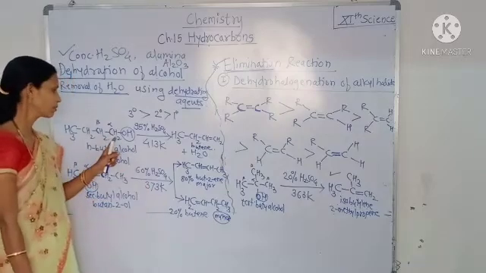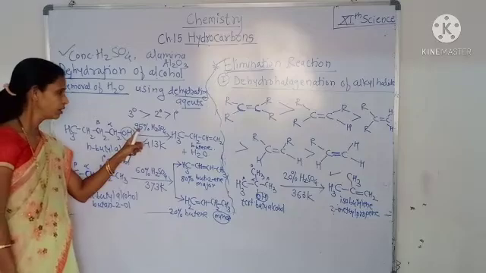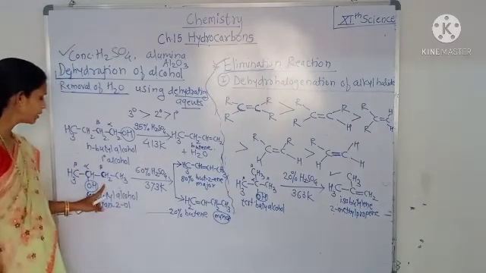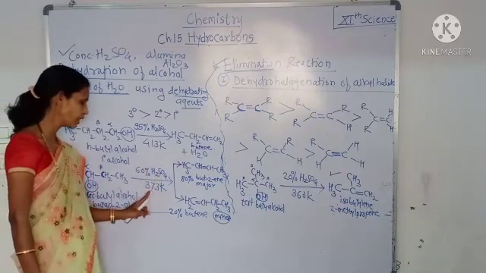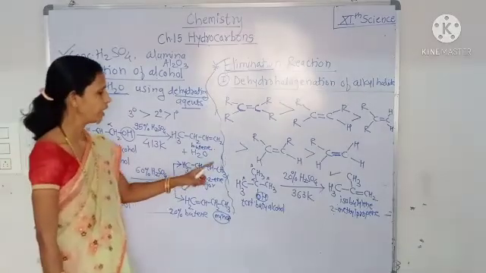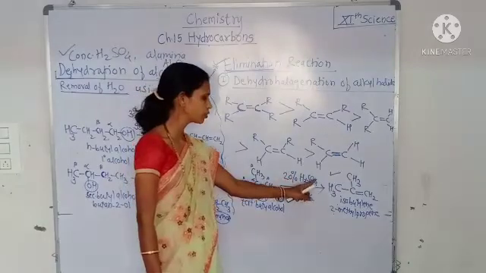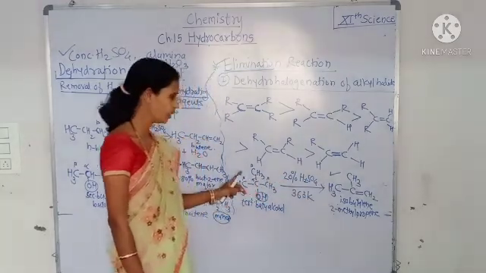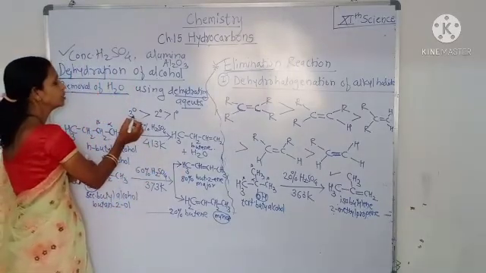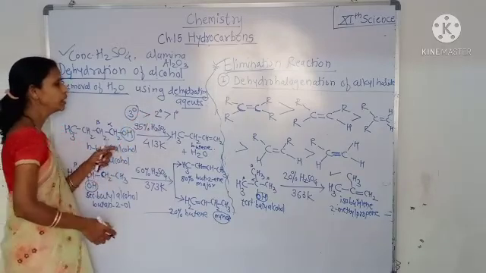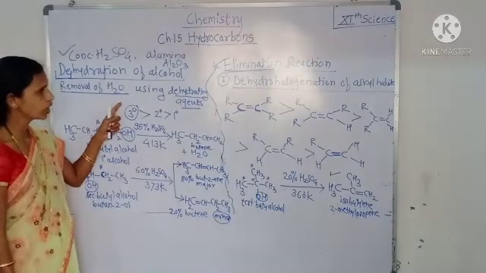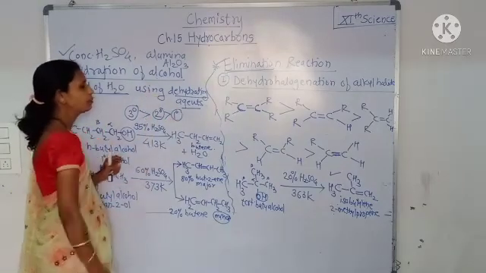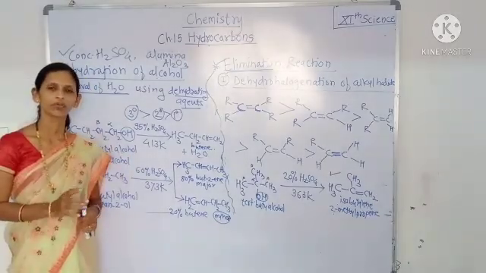See here, for dehydration of primary alcohol, 95% H2SO4 is required and the temperature is 413 Kelvin. For secondary alcohol, 60% H2SO4 and 373 Kelvin conditions are required. And to carry out the dehydration of tertiary alcohol, 20% H2SO4 at about 363 Kelvin, the dehydration takes place. The conditions are different. It is because tertiary compounds preferentially undergo elimination reactions, dehydrohalogenation or dehydration reactions easily, and then secondary and primary. That is about the preparation of alkenes.